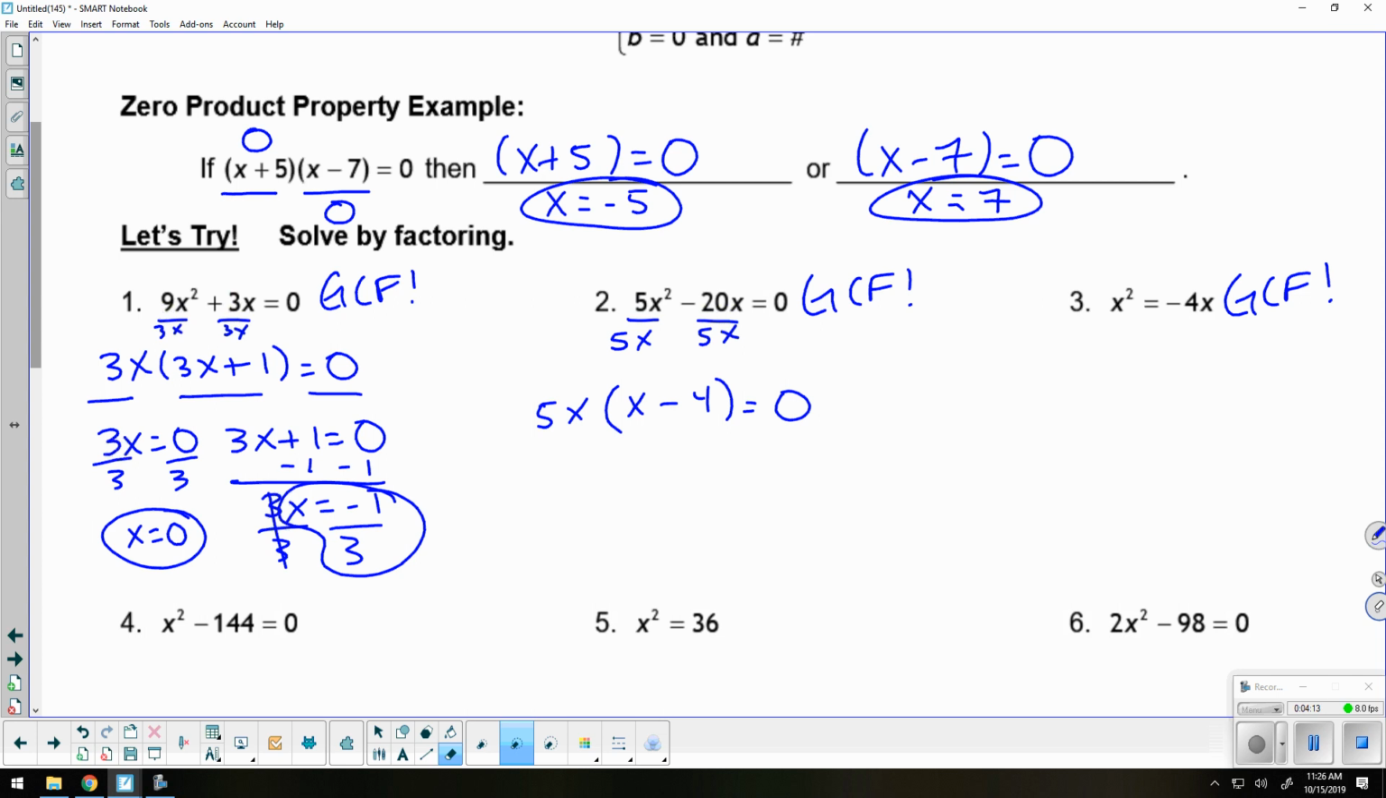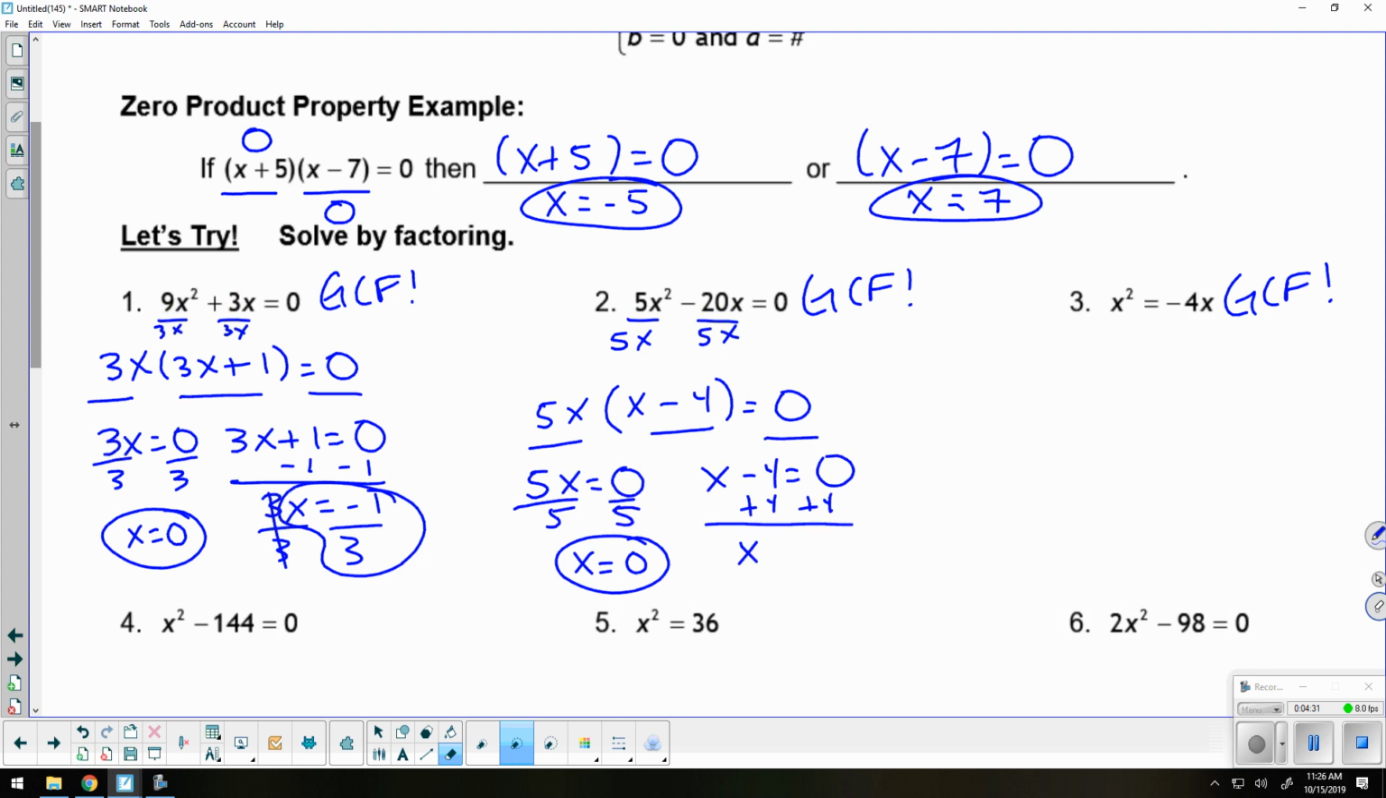You can't factor anymore. So now you just want to solve it. Set each factored piece equal to 0. So 5x equals 0, x minus 4 equals 0. And now just solve. Again, the first one, divide both sides by 5, but that's still going to be 0. Add the 4 to both sides. You get x equals 4. So here are your two solutions.